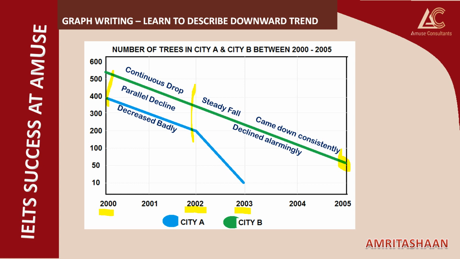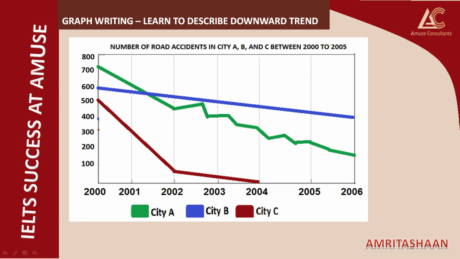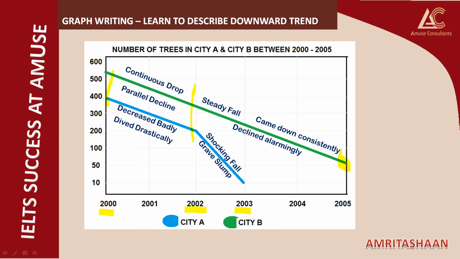The same line can also be described as decreased badly. You can also use the phrase dived drastically. For the time between 2002 to 2003, there was a shocking fall. It was a grave slump. So the trend has been described with the help of different synonyms, adverbs and adjectives.